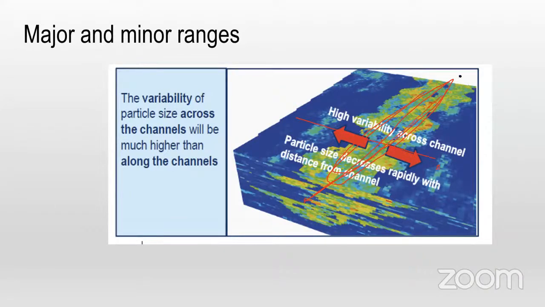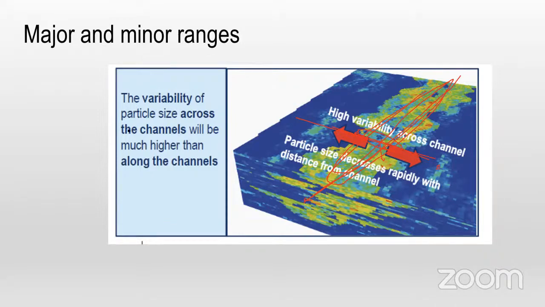This direction shows the variability in higher range, the major variogram or major range. This direction shows the minor range, because the similarity is low. And also in 3D, you have another direction, the similarity based on depth, and this is the vertical range.